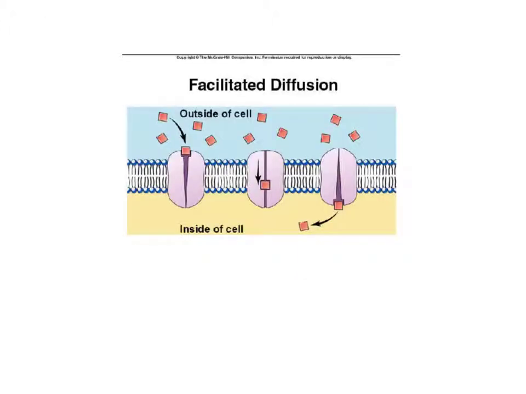Facilitated diffusion utilises a membrane protein for the same result. It is still a passive process and the molecules still move from a high concentration outside the cell to a low concentration inside the cell, but they go across this protein and the protein changes shape to enable that to occur, but it does not require energy.